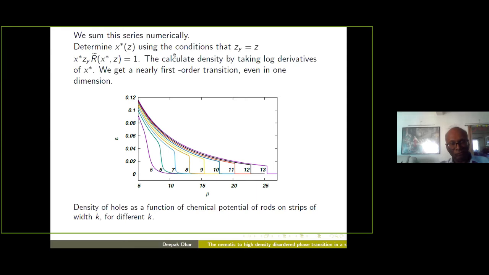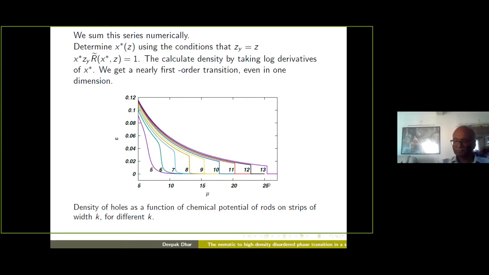So we sum this series numerically. We cannot do it analytically, but we determine x star using the condition that the sum of partition functions is 1, and calculate the density. You find that the density of holes as a function of chemical potential has the following behavior for different k. So you see sort of a jump in the behavior. It is not a strict jump in one dimension, but it's slightly rounded off. But at the scale in which it is drawn, it looks like a jump.